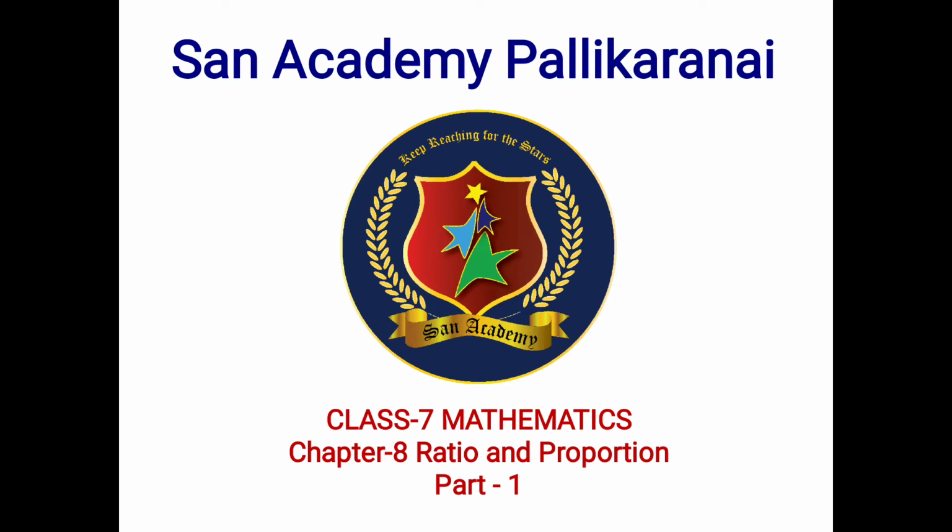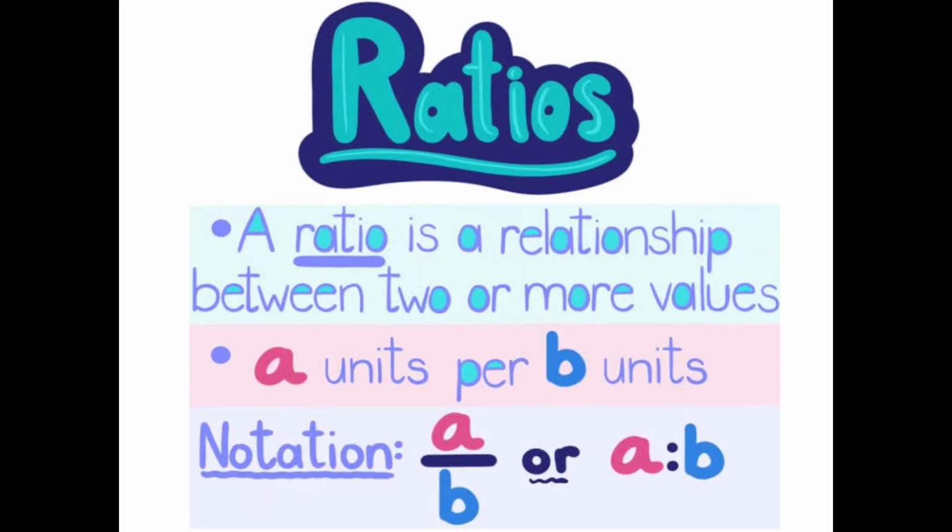From a fraction, how can we convert into a ratio? That is the question. From the fraction 2 by 4, we can write the ratio, that is 2:4. This is called the ratio. So comparing two quantities is called the ratio. A ratio is a relationship between two or more values. We have to compare the two quantities.